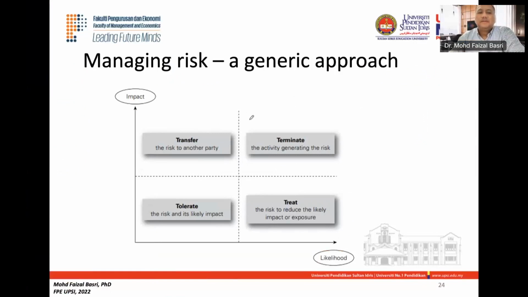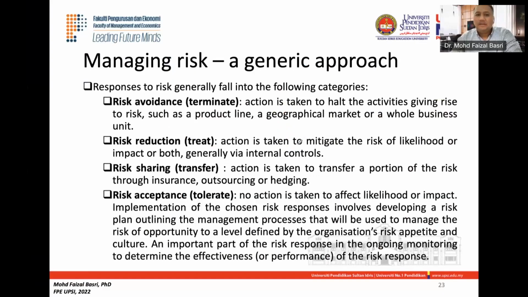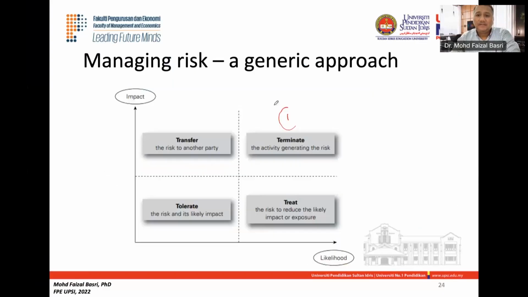The four T's just now, I mentioned transfer, terminate, tolerate, and treat, and how we put them in the matrix. So here in the matrix, you can see the likelihood on the x-axis and the impact on the y-axis. Here we can put the highest element of all, which is terminate. Terminate is when we try to avoid the risk.